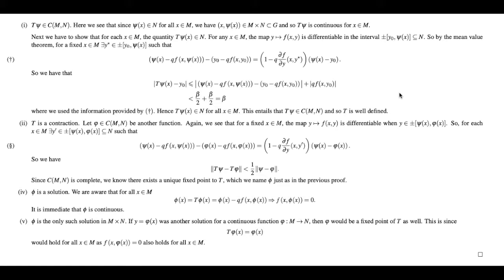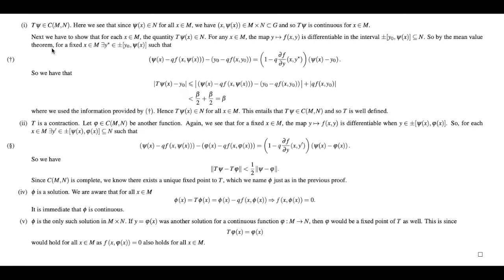We also know that when we take the Cartesian product of the interval x naught minus delta to x naught plus delta and the interval y naught minus beta to y naught plus beta, we see that that subset is entirely contained in G. So for all these y values, f is differentiable, because f is differentiable in all of G.